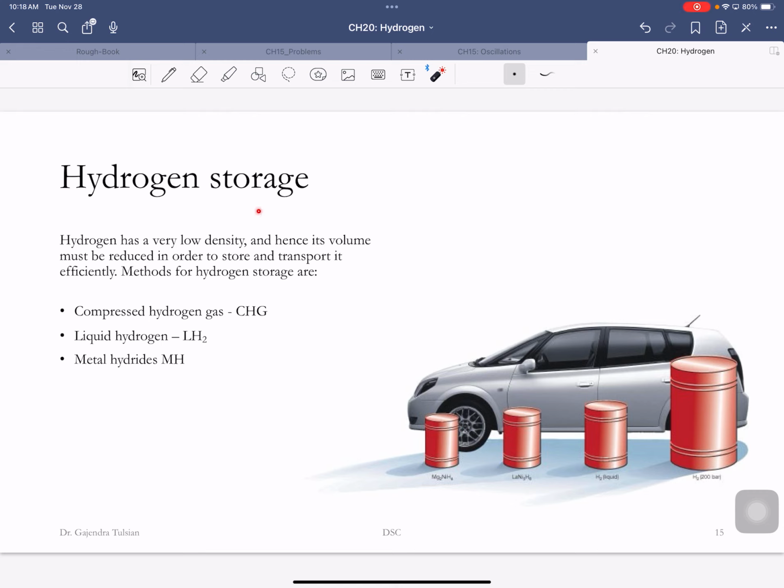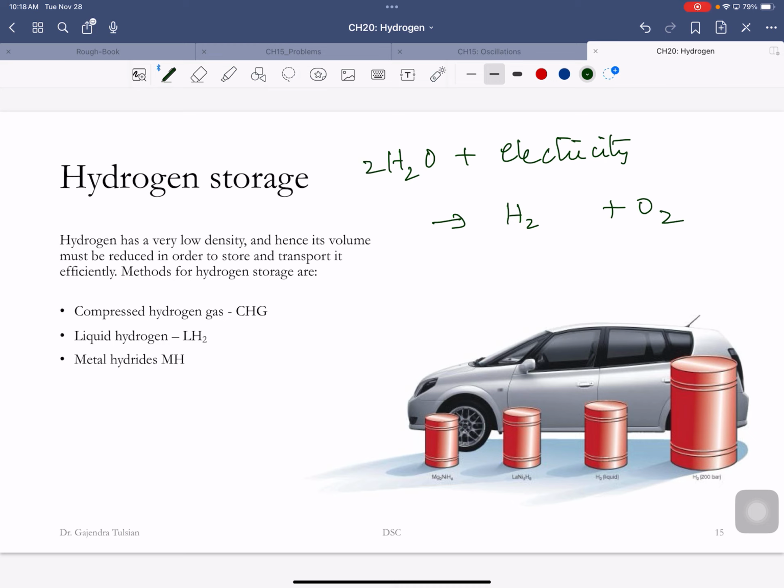Okay, so now we'll talk about storing hydrogen. We've talked about production of hydrogen. Hopefully soon all of the hydrogen will be produced by this method, electrolysis. This is clean. Again, 2H2O. This is clean, and right now it's not being used just because it's a little expensive. So you've produced all this hydrogen, and now you have to store it.